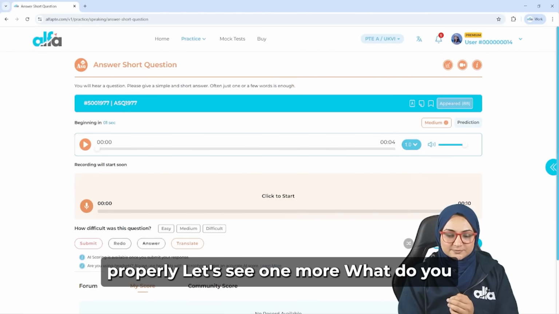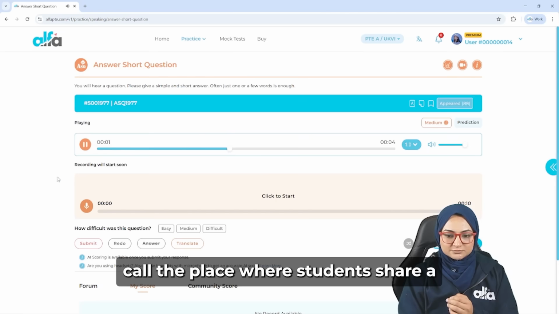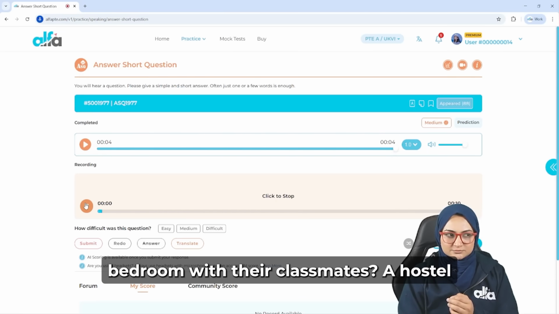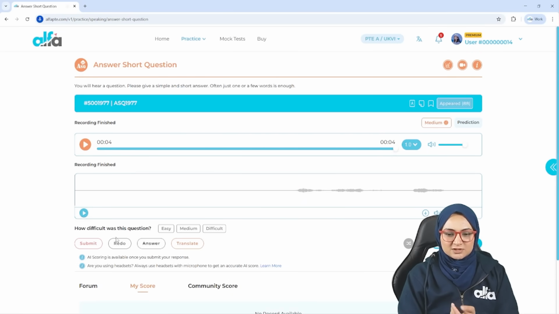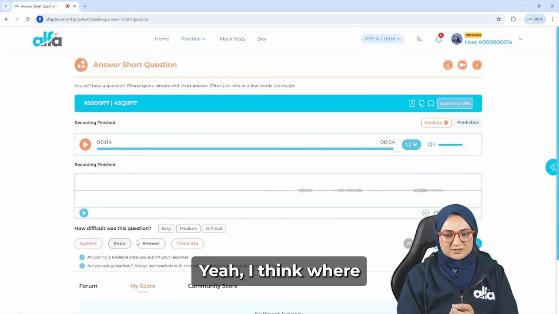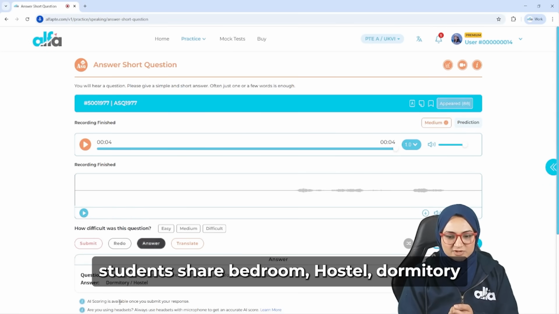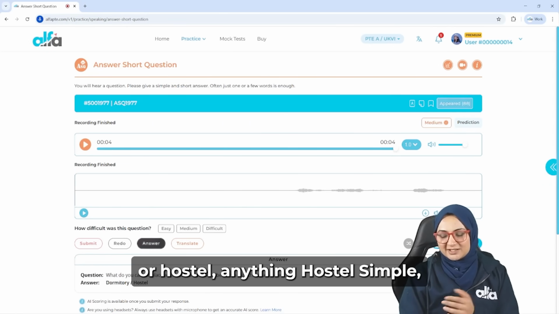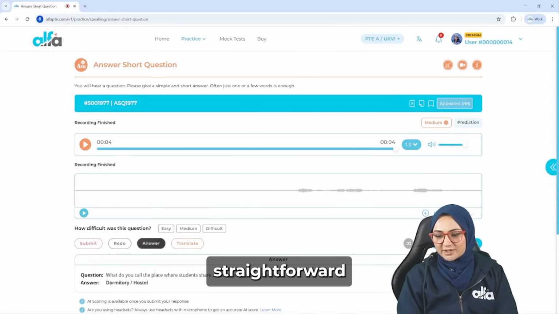Let's see one more. What do you call the place where students share a bedroom with their classmates? A hostel? A hostel, yeah, I think where students share bedroom, hostel. Dormitory or hostel, anything. Hostel, simple, straightforward.